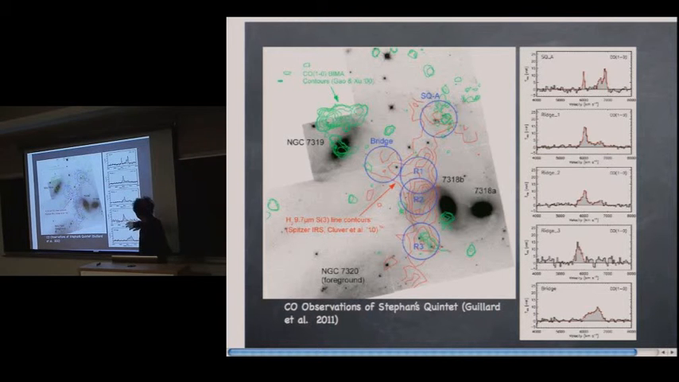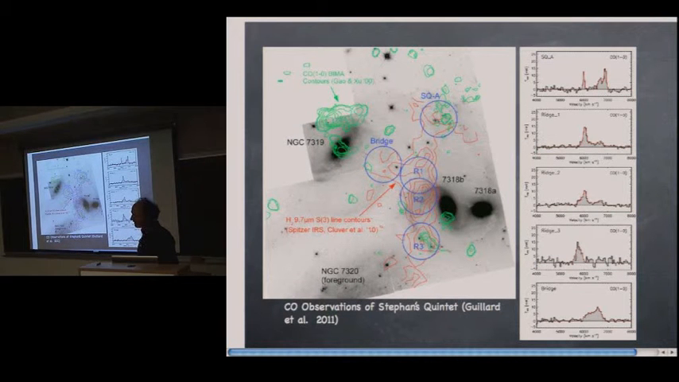But we have now obtained interferometric observations, and we see giant complexes, a bit like in the Antennae image. With the interferometer, we're surprised to resolve big complexes all along this, which are very similar to the ones in the Antennae.